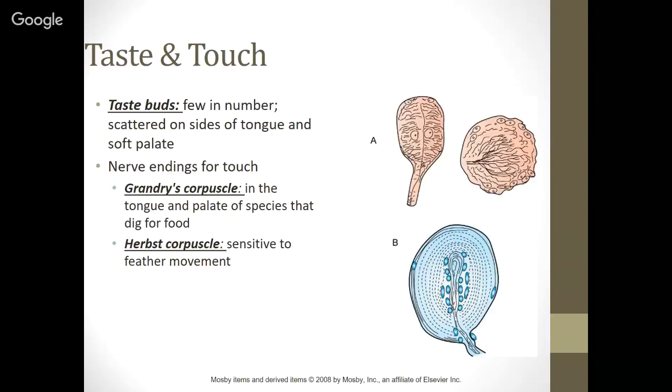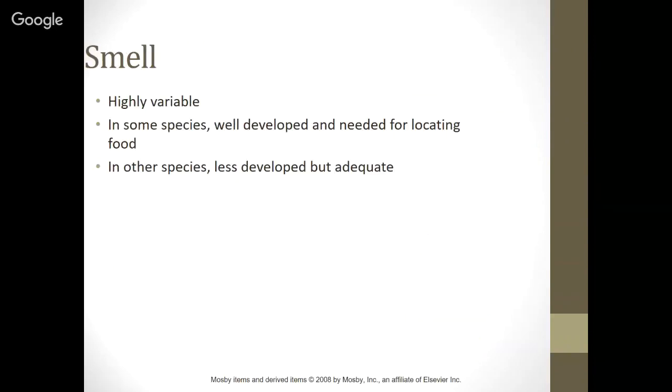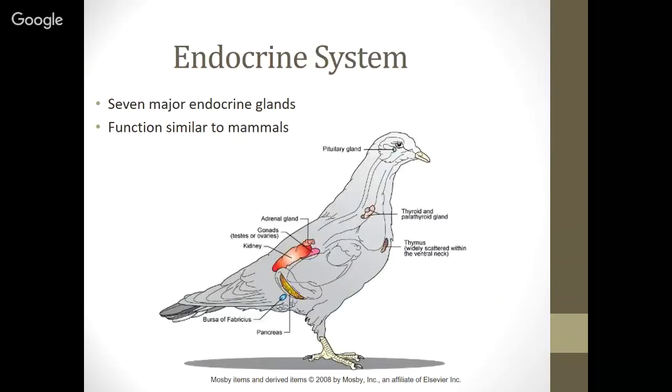The Herbst corpuscle is sensitive to feather movement, which is interesting. It helps them to determine if they need to adjust their feathers for thermoregulation, for camouflage, or even for flight. Smell is highly variable. In some species, it's very well developed and it's needed for locating food. In other species, it's less developed, but it's adequate.